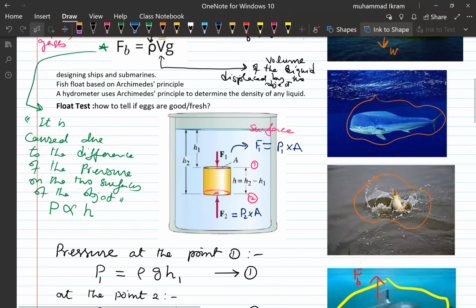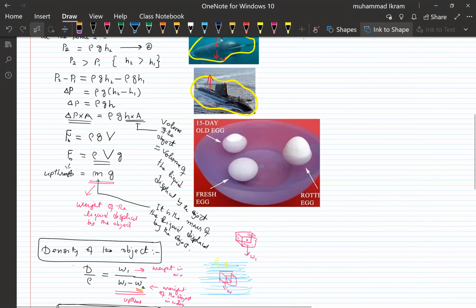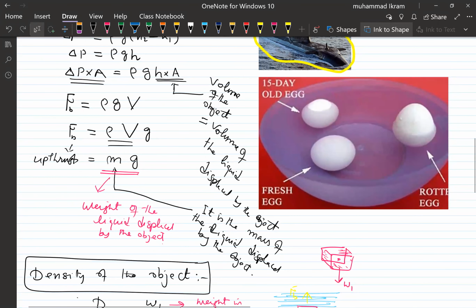The same I already explained to you, but now I will explain how we can find fresh or rotten eggs. For example, look, you see here the fresh egg, right? It is right at the bottom. The 15 day old egg has some part floating and some part immersed in the water. In the rotten egg, look, what is happening? Much of the part is out and less of the part is inside the water. How? It is very simple. Look, what is the density of the object? Density is mass per unit volume.